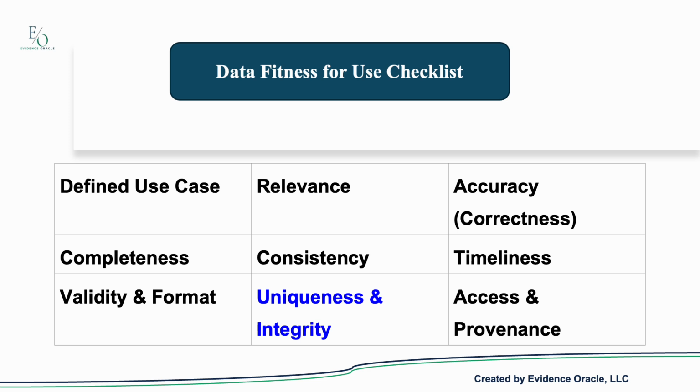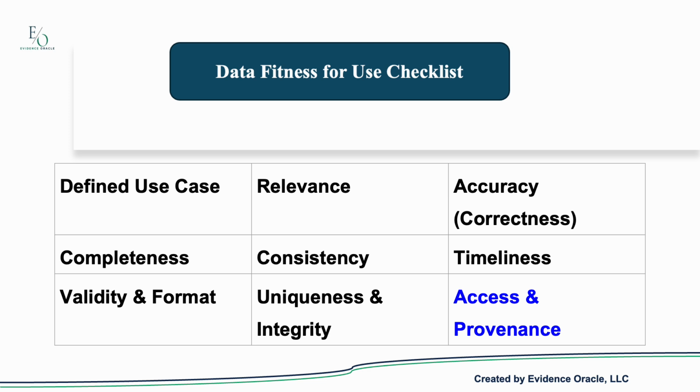Another question: can you uniquely identify entities like people, cases, or transactions? Maintaining relationships across data elements is critical for actual analysis. Access and provenance. Do you know where the data came from and whether you can trust the source? Do you have insight into the quality standards, the data governance that was used in the collection and cleaning of the data that you want to use?